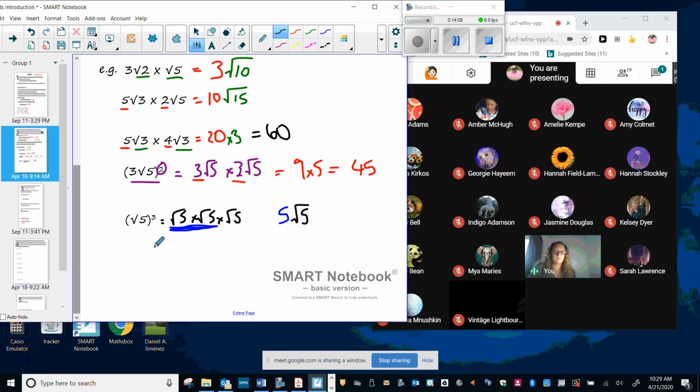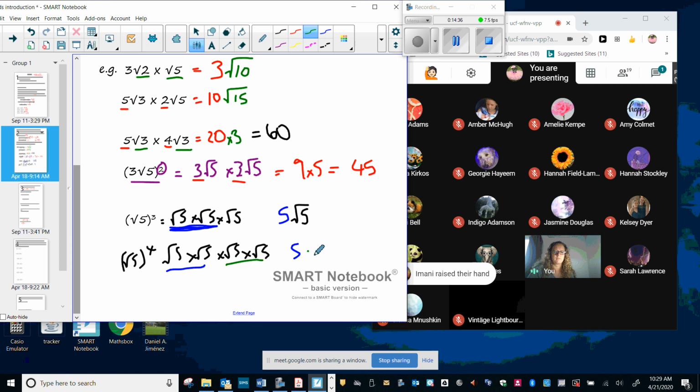okay? So we can't just say, oh, well, we've got 3 of them, let's all group them and get rid of the square root. We can't do that. We have to pair them up, okay? If we'd had root 5 to the power 4, then we could have had root 5 times root 5 times root 5 times root 5, and we could have had 2 sets. So this one would have been 5, and this one would have been another 5. So that would have been 25.